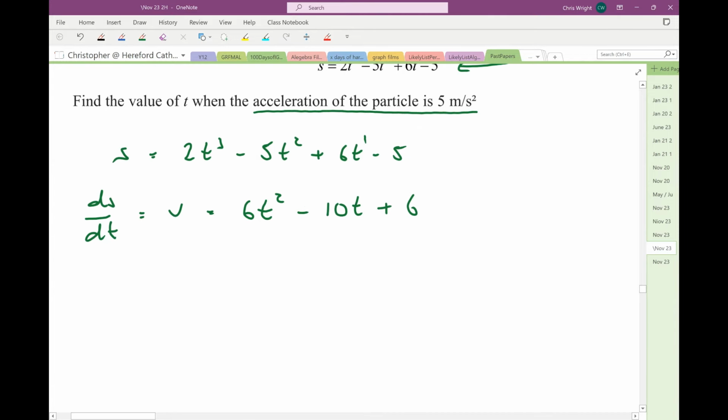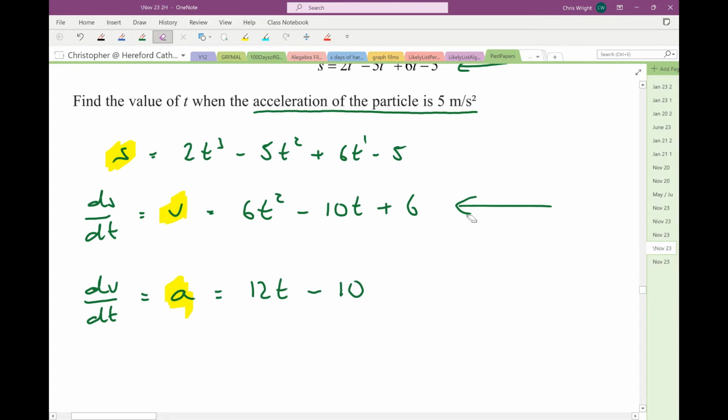Okay, did you know that if you have a formula for the velocity, then you can differentiate that, dv by dt, to get a formula for the acceleration? If you didn't, then just learn that that's what happens. Start with displacement, differentiate it, get velocity, differentiate that, get a formula for acceleration. So now I'm differentiating this. 2 times 6, 12, t to the 1, minus 10. So that's a formula for the acceleration of the particle.